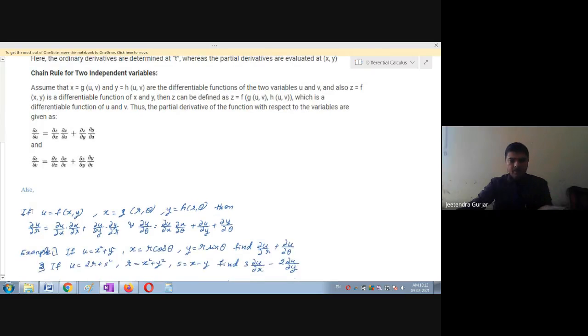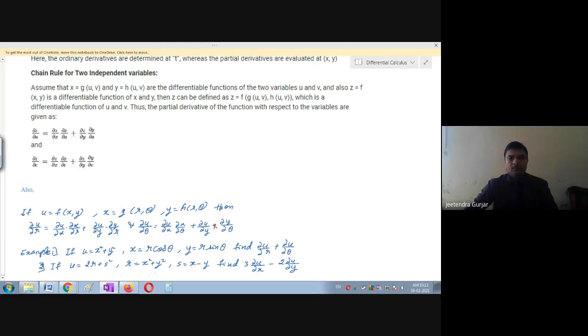So just remember this. Suppose u is equal to f of x, y, meaning the function of x and y is given. x is equal to g of r, theta, and y is equal to h of r, theta. Then dou u upon dou r is equal to dou u upon dou x into dou x upon dou r plus dou u upon dou y into dou y upon dou r, and dou u upon dou theta is equal to dou u upon dou x into dou x upon dou theta plus dou u upon dou y into dou y upon dou theta. So please remember this, students.